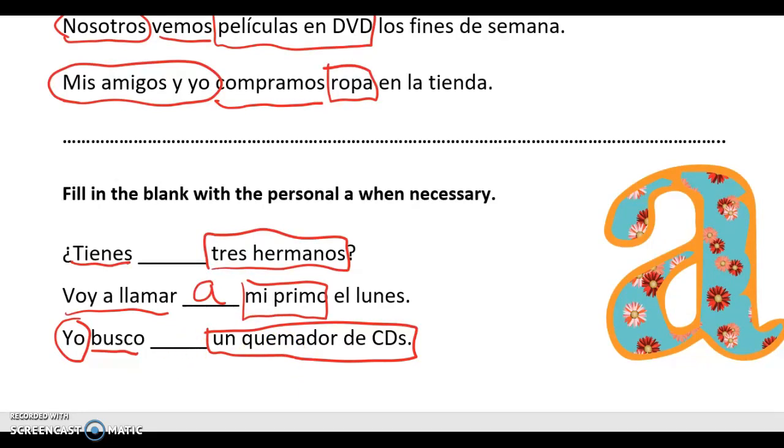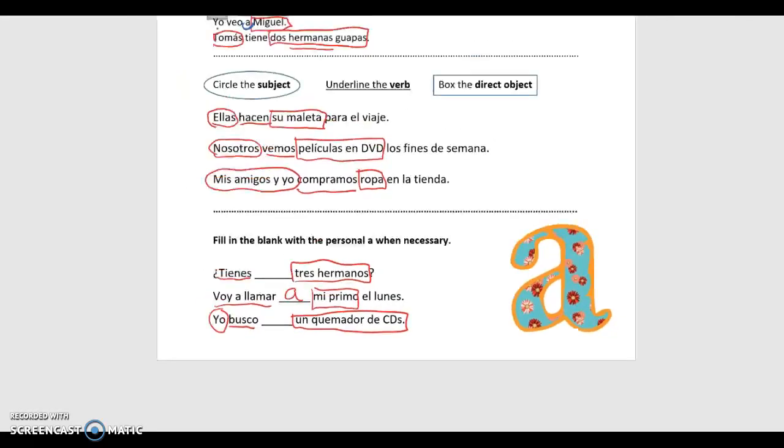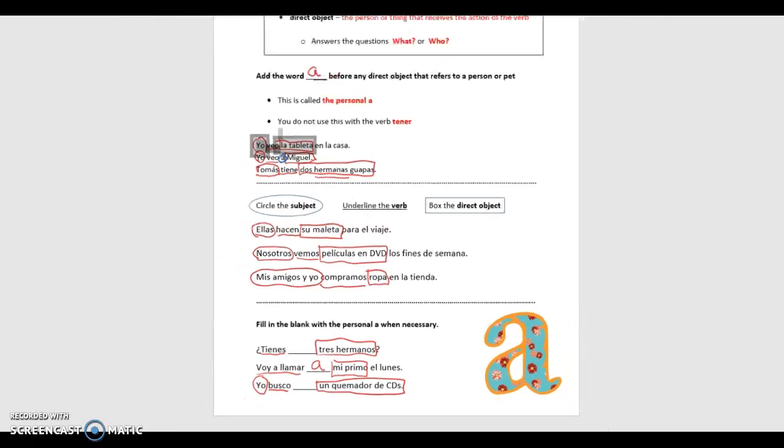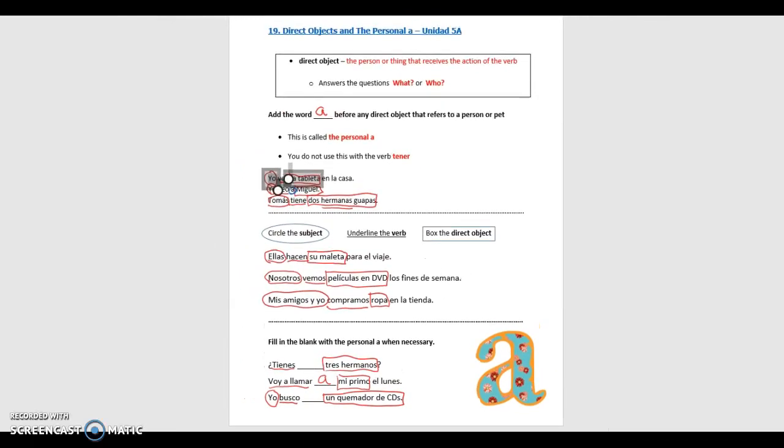So that is it. Direct objects are what receive the action of the verb. You need a personal a in front of a direct object if it is a person, and if not, I'm so sorry, you just let it go.